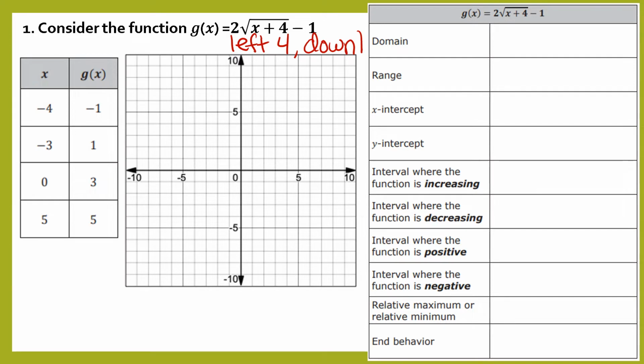So we're at (-4, -1), (-3, 1), (0, 3), and (5, 5).